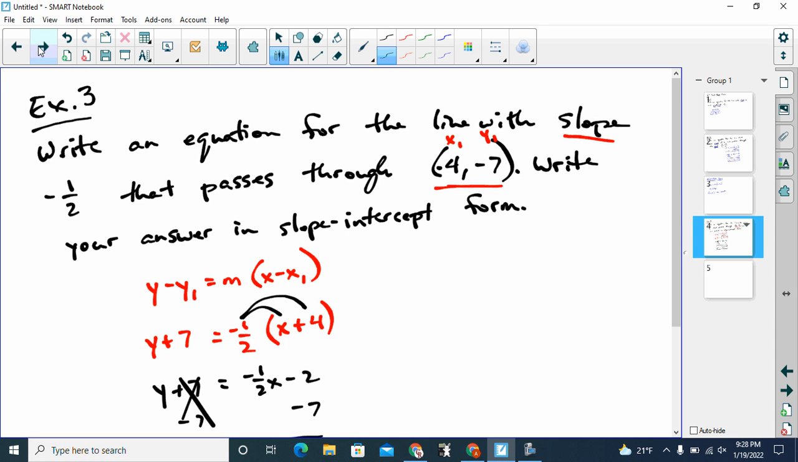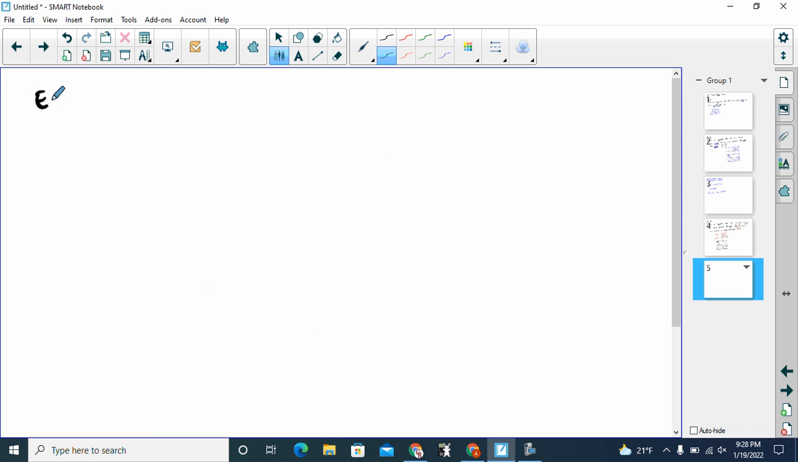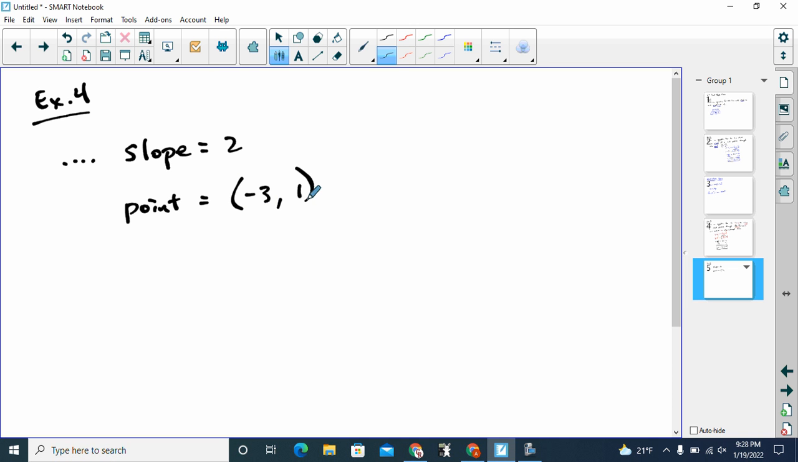I want you to try this one. Let's call this example 4. Same type of problem. Write an equation for the line that has a slope of 2 and passes through the point -3, 1. So I want you to pause the video right now. I want everybody to try it on your own. Once most, if not all of you have got it, go ahead, start the video, and it'll show you how to do it.